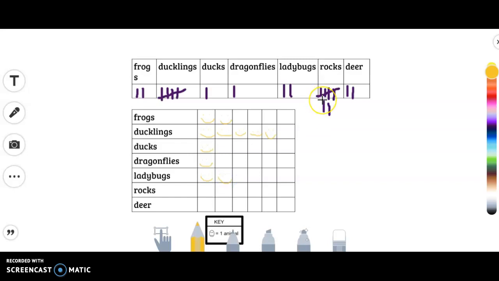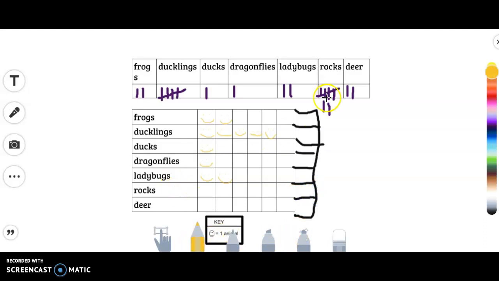2. Rocks. Now, as I was doing the ducklings, I realized something. I missed an extra spot over here for my chart when I made it. I did not make it big enough. So I'm just going to go in and fix that really quick. These are sloppy lines. Sorry, guys. It's really hard to draw with my fingers like this.